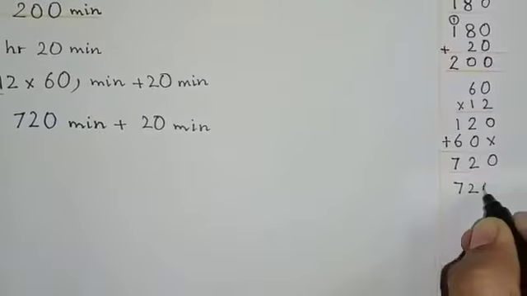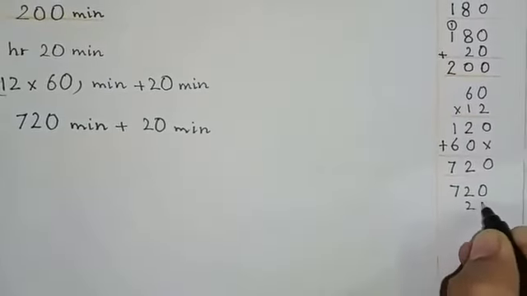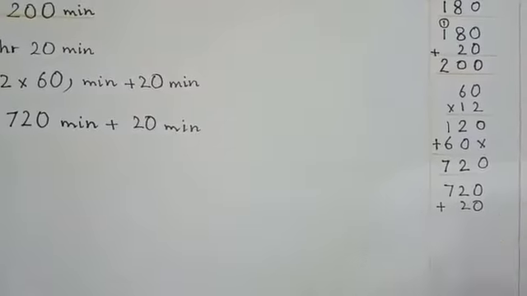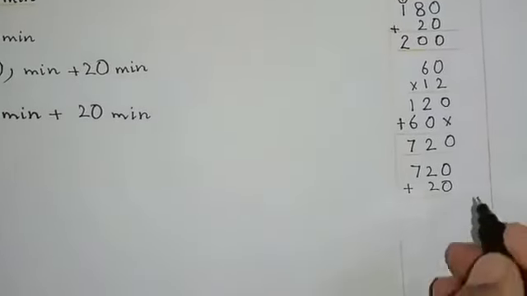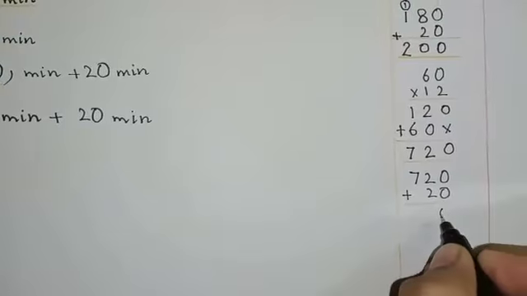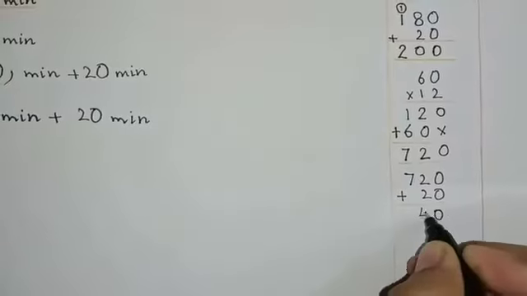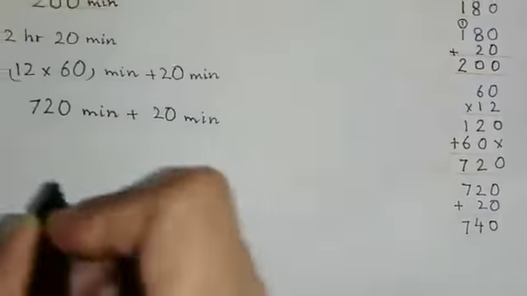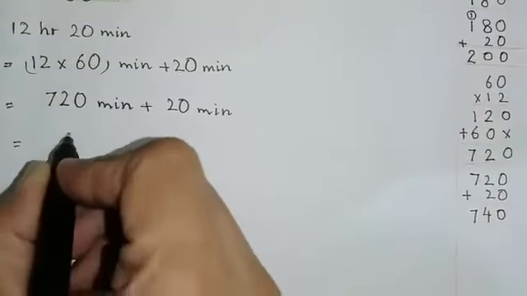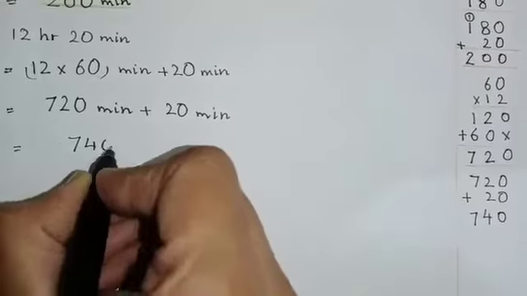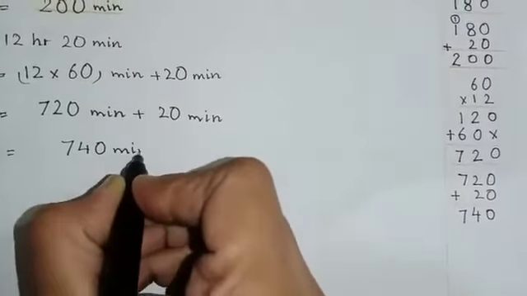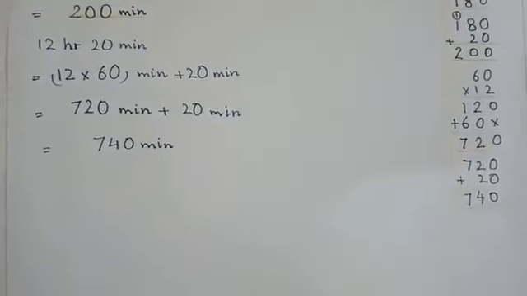Now we will add it. 720 plus 20. 0 plus 0, it's 0. 2 plus 2, it's 4. And 7 as it is. So the answer is 740 minutes. Now we will solve the next part.